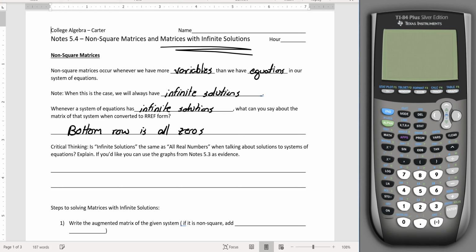Now I want you to think about this question. Is infinite solutions the same as all real numbers when talking about solutions to systems of equations? Go ahead and pause the video thinking about that. And if you want, you can look at your notes from 5.3 as evidence. So is infinite solutions the same as all real numbers? All right, hopefully you thought about it a little bit. The answer is no, they're not the same.